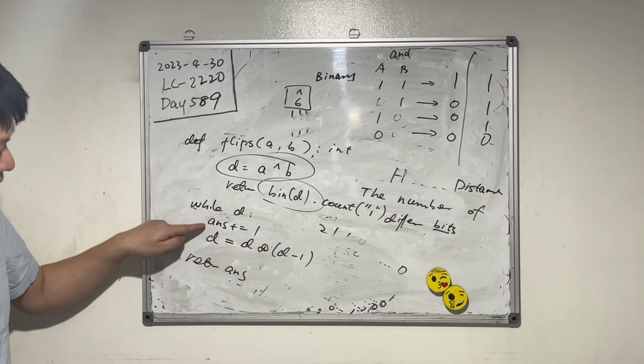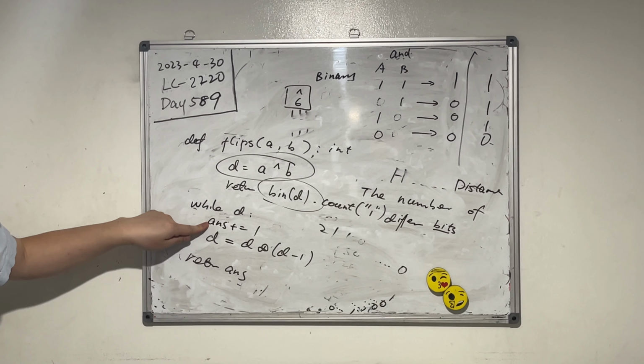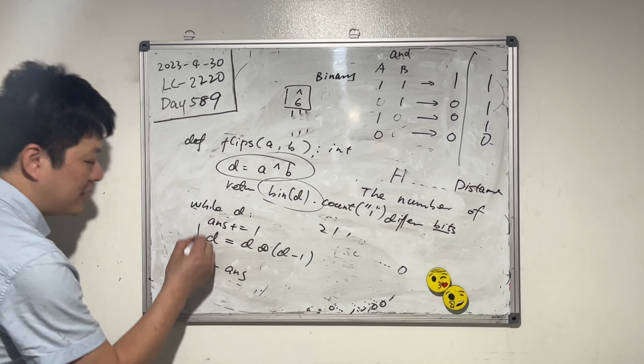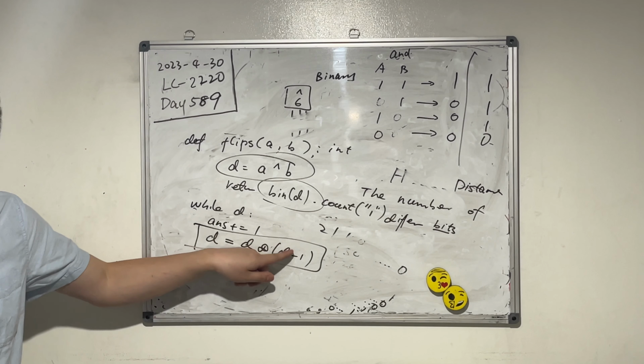Okay, look. While D is bigger than 0, we increment, because if it's bigger than 0, then there must be at least 1, right? At least 1. And then we do this. Okay, this is the thing today, the last thing we talk about today: D equals D and D minus 1.